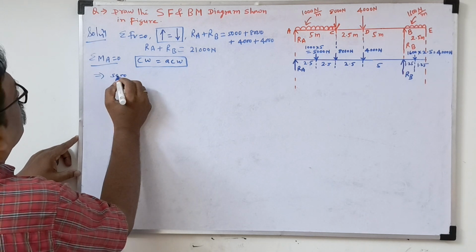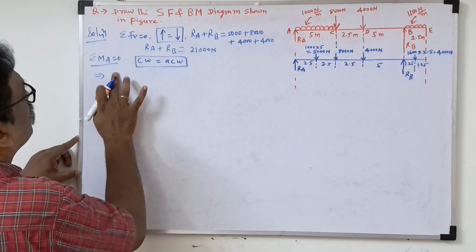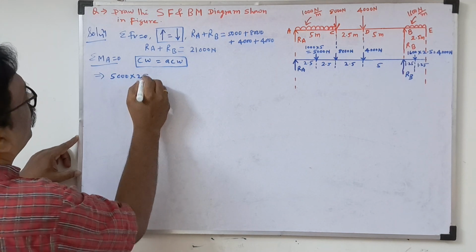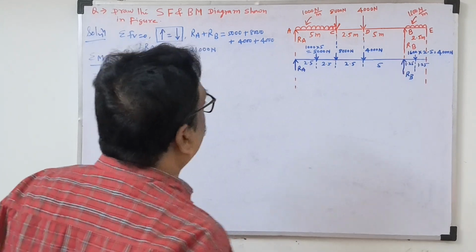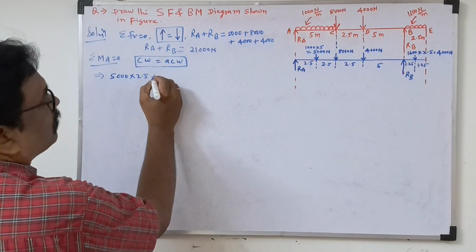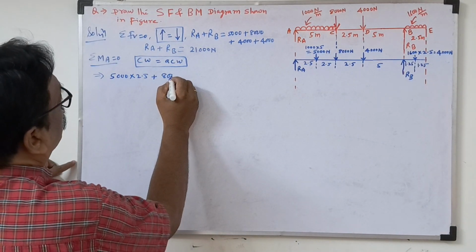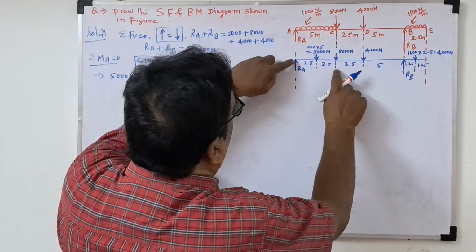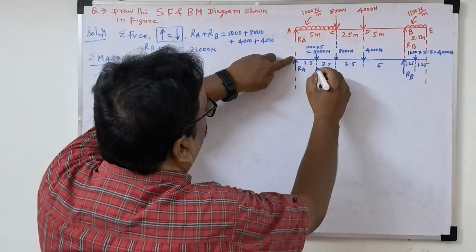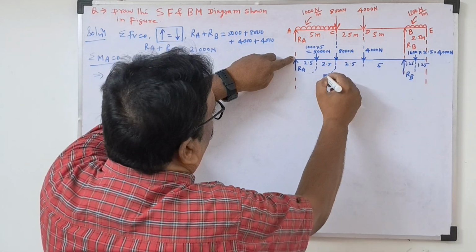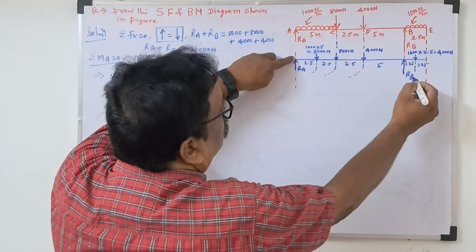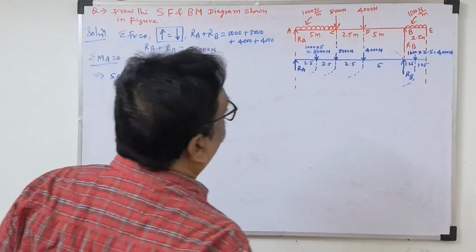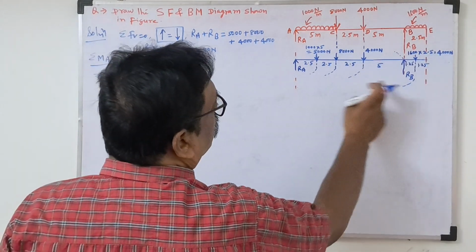5,000 into 2.5, force into perpendicular distance, 2.5, plus 8,000 into the total distance, which will be up to 5. This point is fixed, so this is 5. This will rotate this way, this will rotate this way, this will rotate this way, and this will rotate anti-clockwise. So total clockwise, 1, 2, 3, 4.